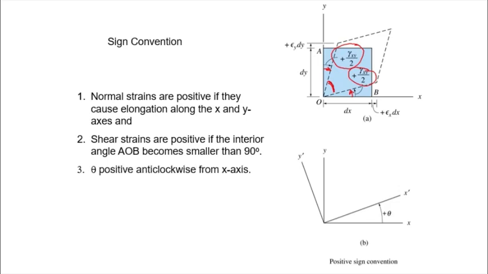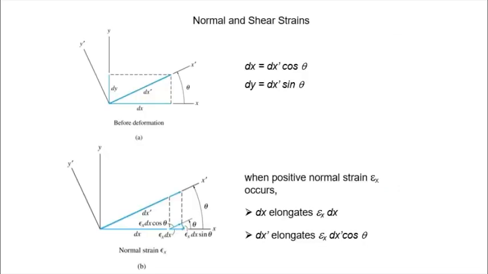And again, theta is positive counterclockwise from the x-axis, our reference. Similarly for y, when it moves counterclockwise by the same angle, of course, it is positive theta. Now let's take a look at the effect of normal and shear strains.